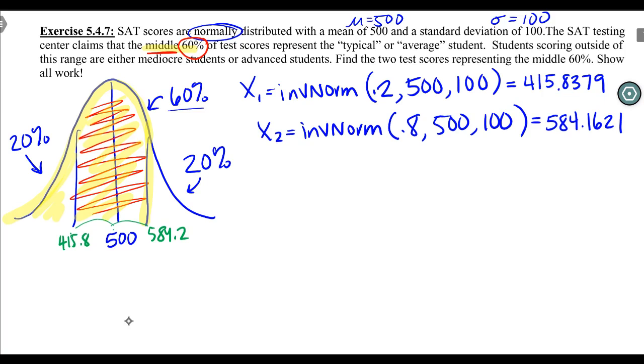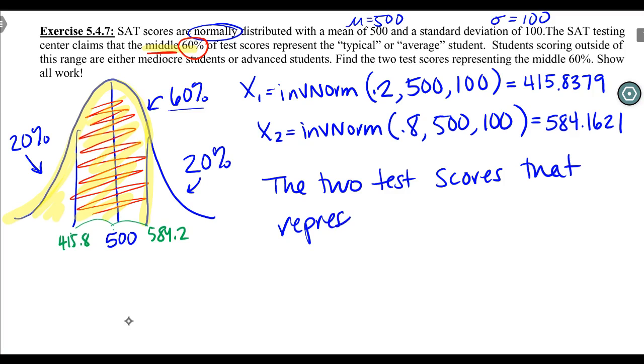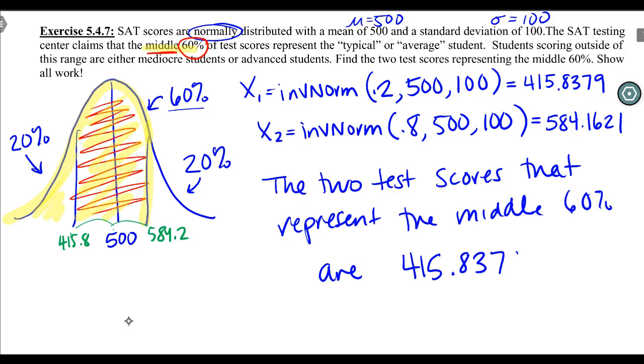So if we wanted to just finish this up, we might write the two test scores that represent the middle 60% are 415.8379 and 584.1621. So basically anybody within this range are the average or normal typical students. Anybody over here is a mediocre student, and anybody in this range is an advanced student.